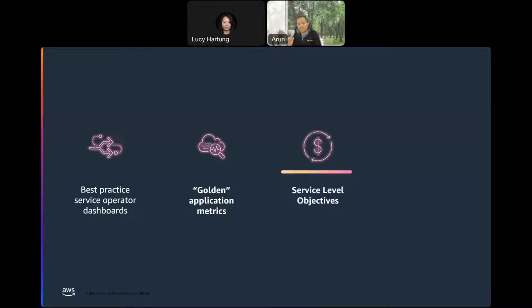Now, the third one, service level objectives, which is my favorite, also known as SLOs. These days, application owners use SLOs to set goals based on business and customer expectations. With application signals, you have a native way to set, monitor, and report on SLOs all in CloudWatch. Lastly, application signals correlates your important telemetry data. This allows you to go from the golden metrics to correlated traces and arrive at the root cause of an incident, all in just a few clicks.